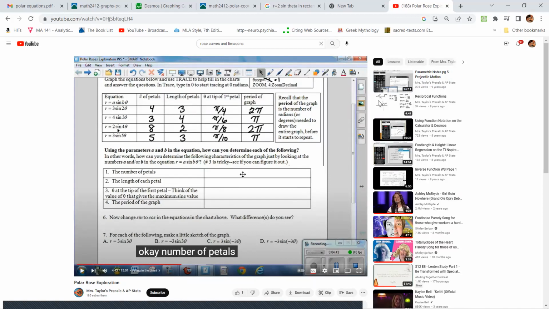Right. But tell me where she's getting them from. She got the number of petals because 4 is an even number, so you have to times it by 2 to get the number of petals. She got the length of the petals from the A, which is 2, the radius coefficient. Good. And then she got the tip of the first petal by dividing 90 by 4.